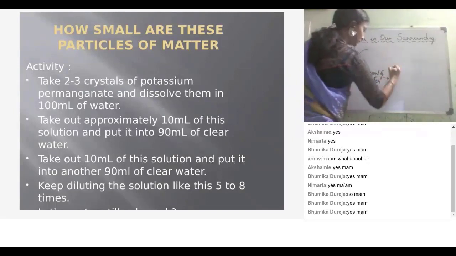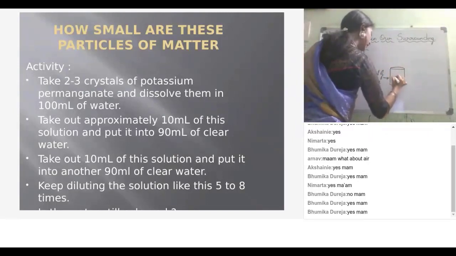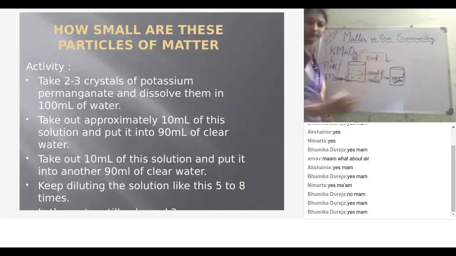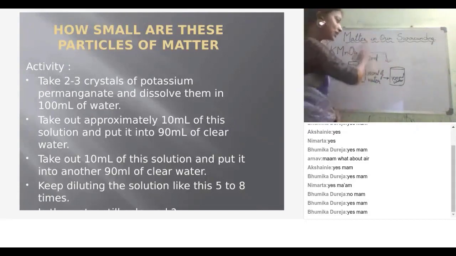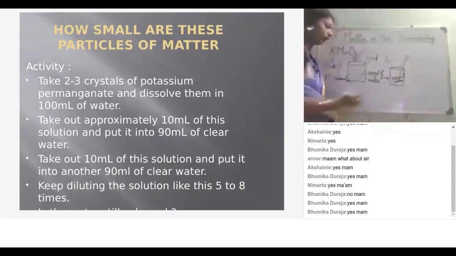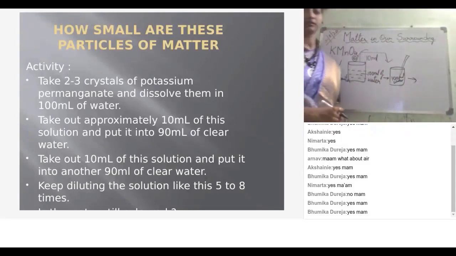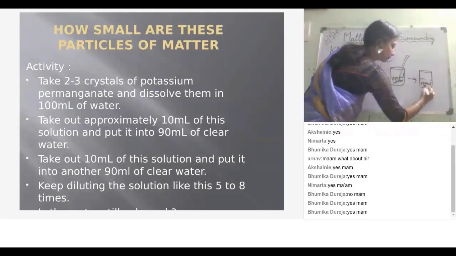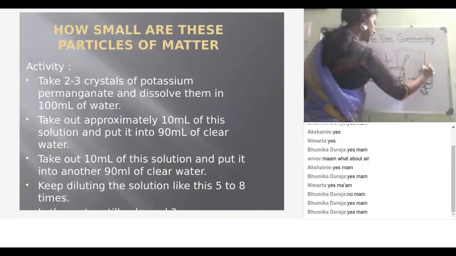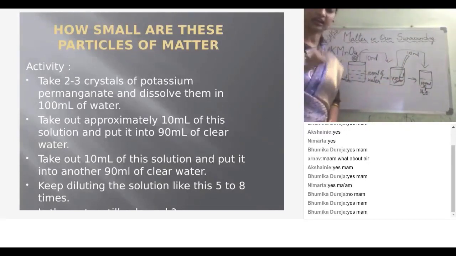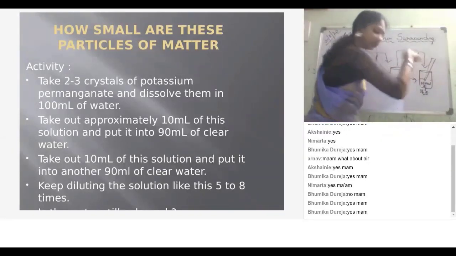Now take one more beaker containing 100 ml of water, and transfer approximately 10 ml of solution from the first beaker to the second beaker. Dissolve it with the help of a glass rod. Repeat the experiment 5 to 8 times: take one more beaker with 100 ml of water, transfer 10 ml from the previous one, and stir it with the glass rod.